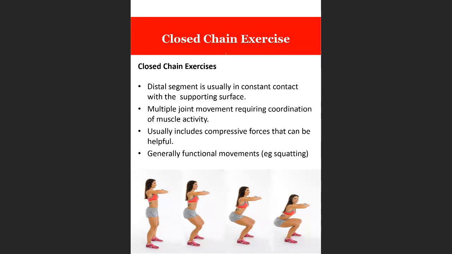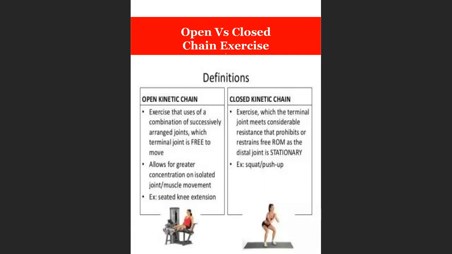So here we've got a closed chain exercise. The distal segment is supported by contact with a supporting surface like the floor. Normally we're talking about multiple joints, and the good thing is that they've got compressive forces that are able to be dissipated throughout the body rather than isolated forces that might shear the joint, and they're generally involved in the functional movements. So functional movements for open chain, throwing and kicking are level 2 functional movements.